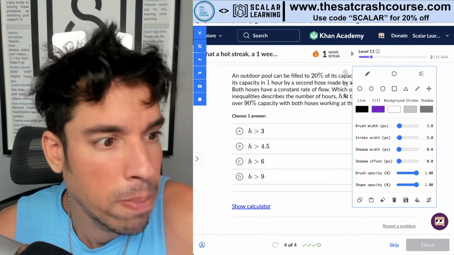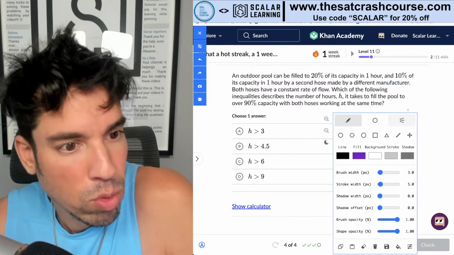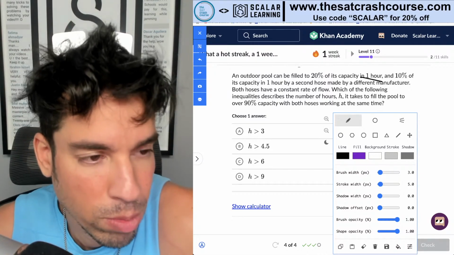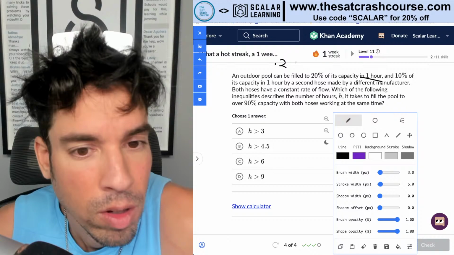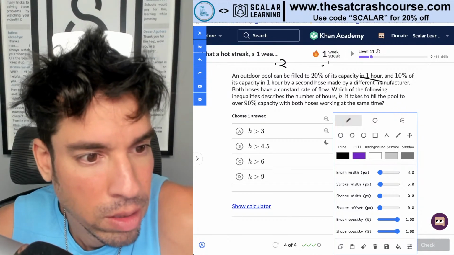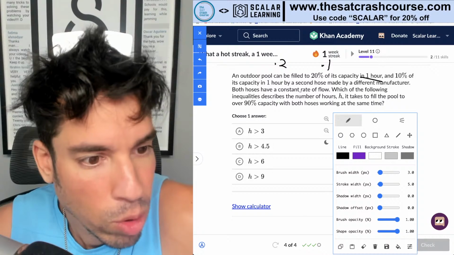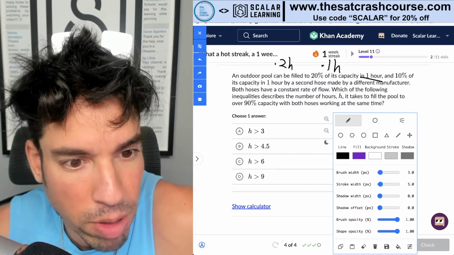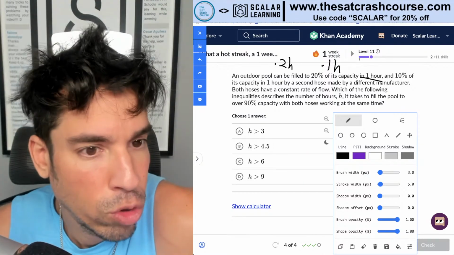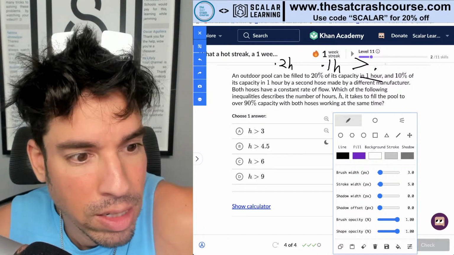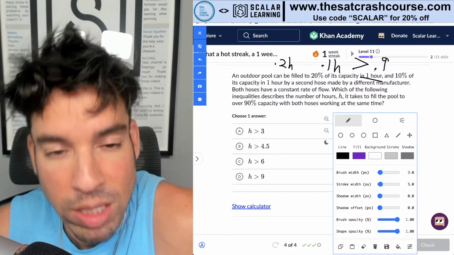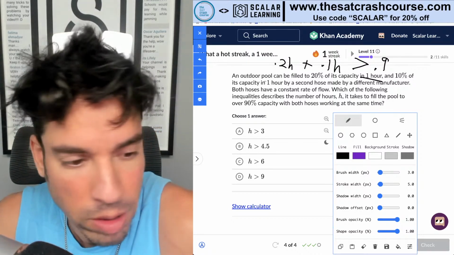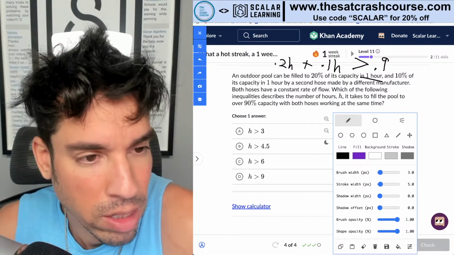Here we go. An outdoor pool can be filled to 20% of its capacity in 1 hour. That can be represented by 0.2. And 10% of its capacity in 1 hour by a second hose. Both hoses have a constant rate of flow. Which of the following inequalities describes the number of hours? So it's 0.2 per hour, 0.1 per hour. It will take to fill the pool to over 90%, meaning 0.9 in decimal format, with both hoses working at the same time. Just create another inequality. And what they did in all these is they isolated H.